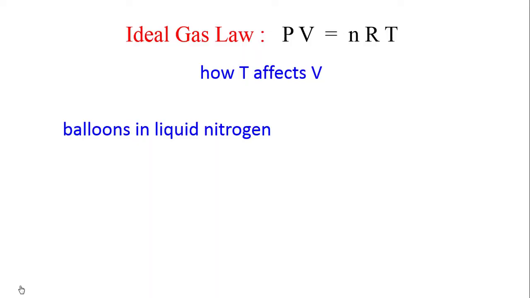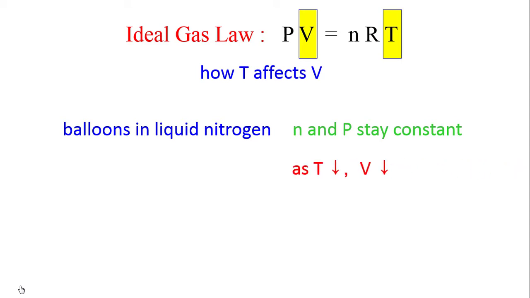In plunging the balloons into liquid nitrogen, the number of moles and pressure of the closed system stays constant. Remember that pressure inside the balloon mirrors the pressure outside, which stays 1 atmosphere. Since T and V are directly proportional, on opposite sides of the ideal gas law, a decrease in the temperature of the gas causes a decrease in the volume.